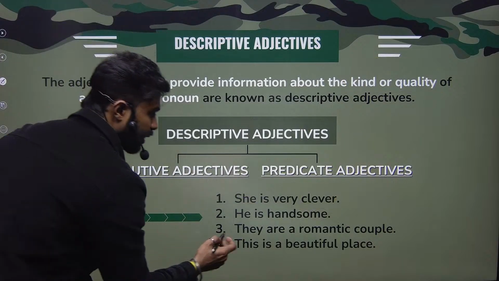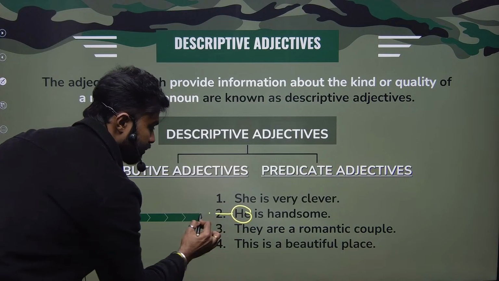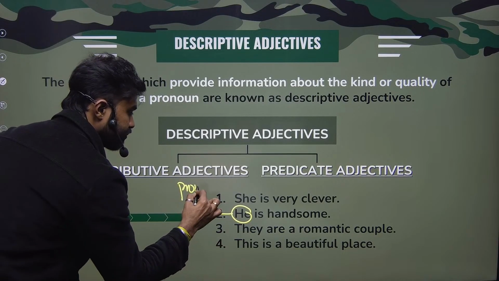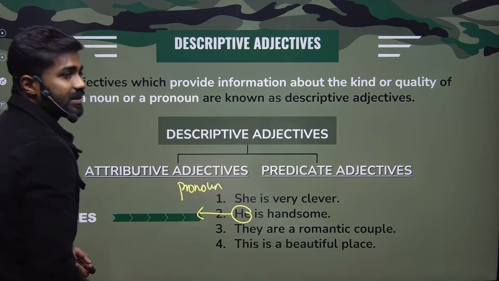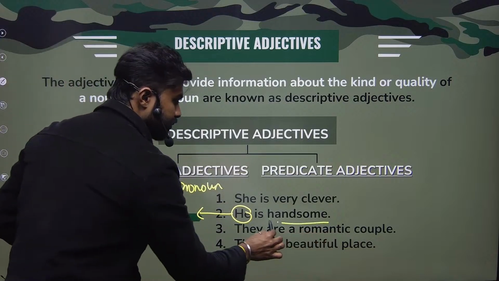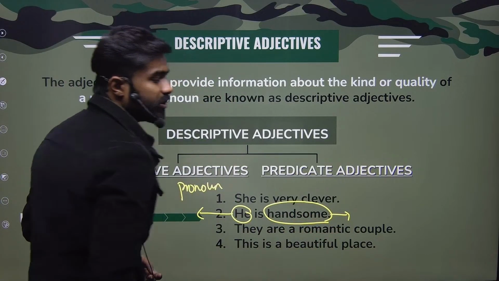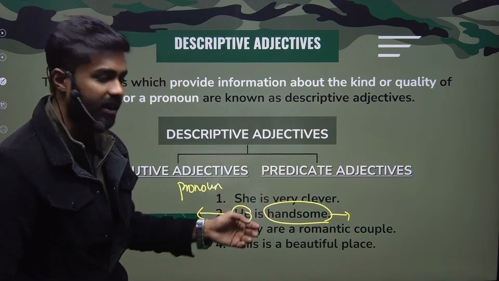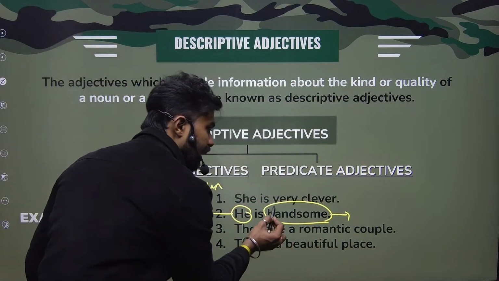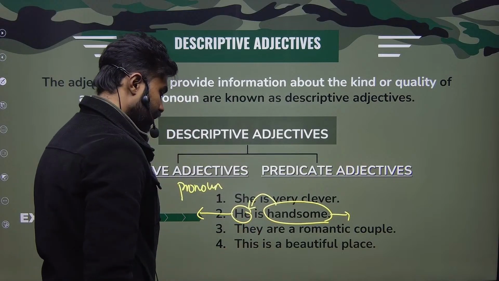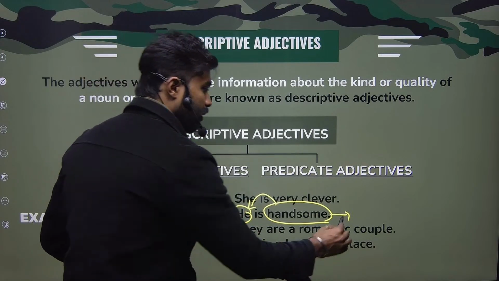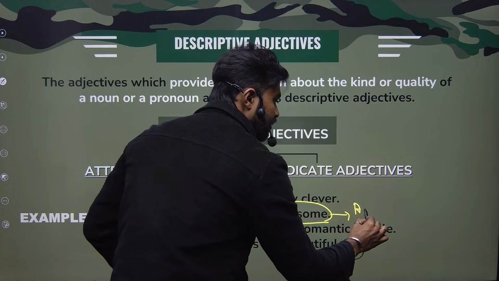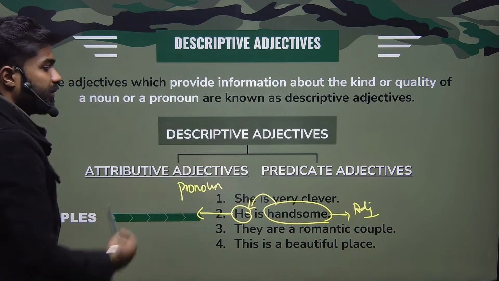Let us look at the second one. He, pronoun. He is handsome. How is he? What is the quality? What kind of person he is? What kind of quality he is having? He is handsome. So handsome is an adjective. Why? Because it is modifying my pronoun. And also I can call it a descriptive adjective.